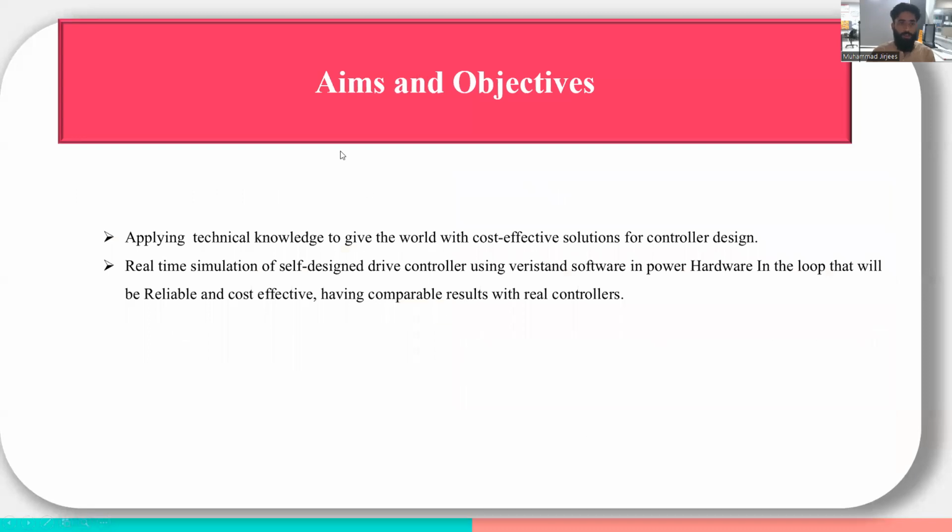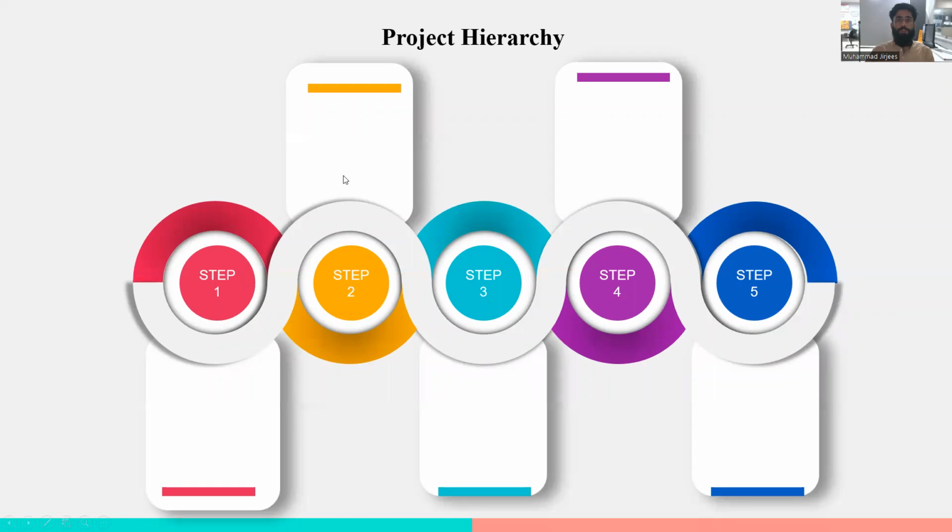Then come the aims and objectives of the project. Our aim was to apply our technical knowledge to serve the world with cost-effective solutions for controller design. Basically, in hybrid cars, real-time simulation of a self-designed controller using various distinct software and power hardware in the loop that would be reliable and cost-effective, having comparable results with a real controller, because we were not having any kind of physical prototype in this project. Then comes the project hierarchy.